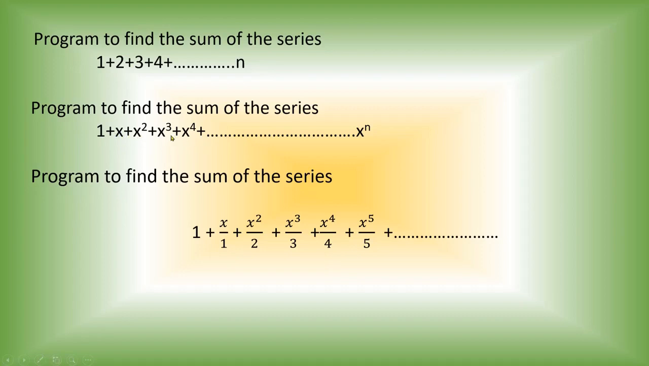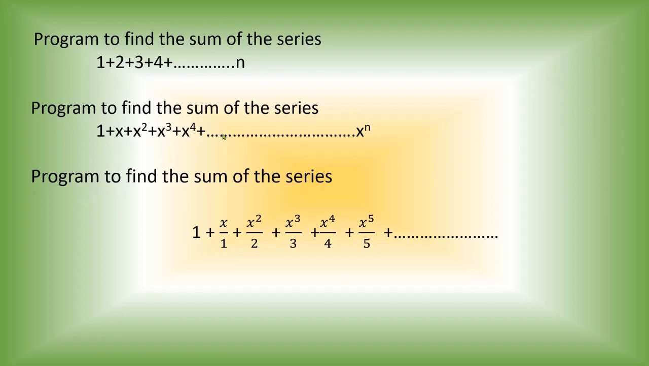If you are writing a series like this, we cannot calculate any numeric value over there. You have to give a value for x. That means if I say x is equal to 2 and n is 5, then your series will change as 1 plus 2 raised to 1 plus 2 raised to 2, 2 raised to 3, 2 raised to 4, 2 raised to 5. So that is the way the series will change. If it is a variable there, we cannot do any calculation.